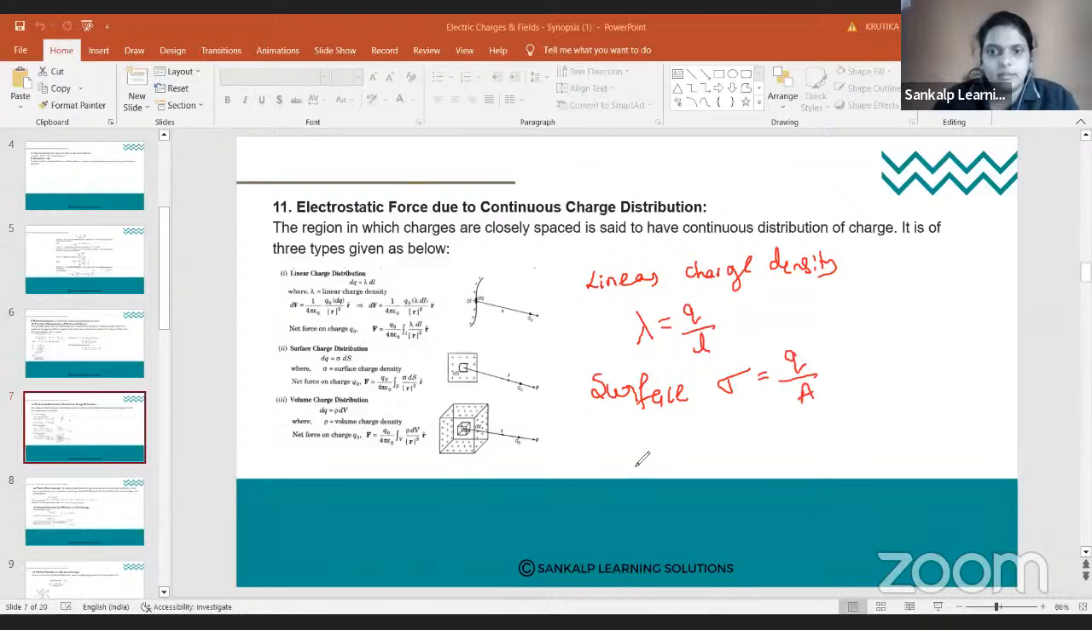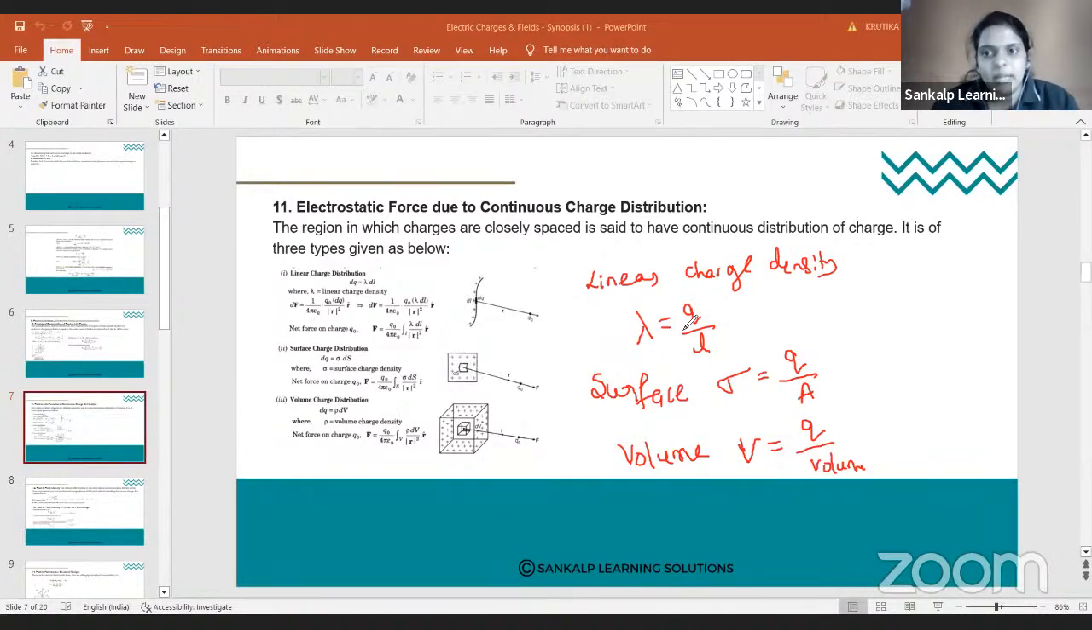Then the third one, that is volume charge density. Lambda is over, sigma is over. It is denoted by rho. It is charge per unit volume. Okay. So we have the linear charge density, surface charge density, and the volume charge density.